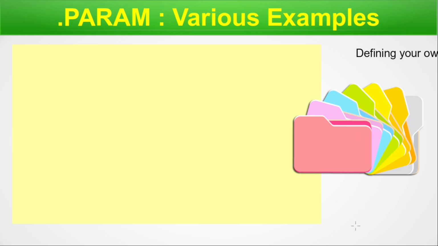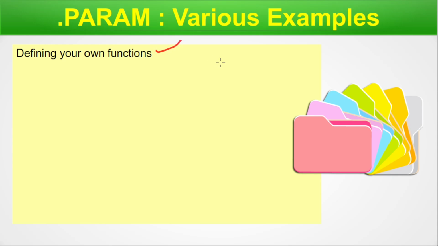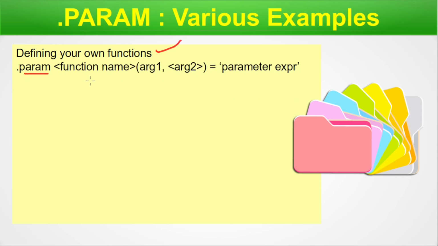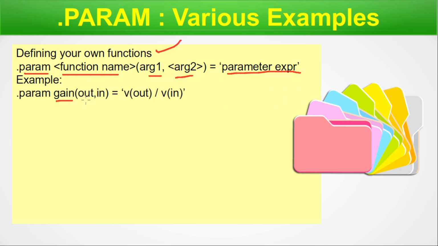Now let us start. Defining your own functions. Param can be used to define functions. These are inline functions. How? Let us see. So dot param, then we give a function name, then we give argument 1, argument 2, and then we have the parameter expression. So this is a generic way. These are very simple things that we can calculate. Example, we have gain, then we have out, then in, and we have V out by V in. So this is the function that will calculate V out by V in, and this will give a gain.